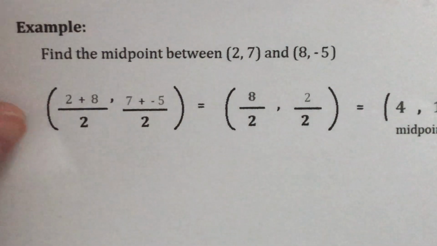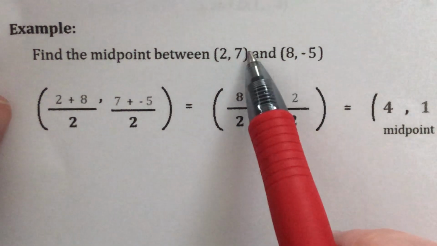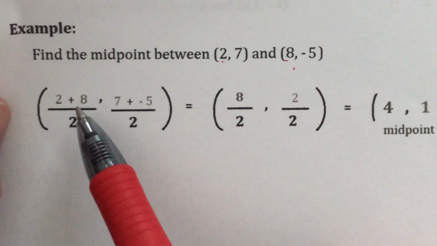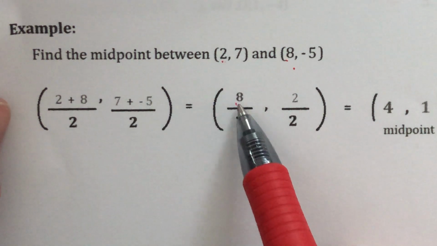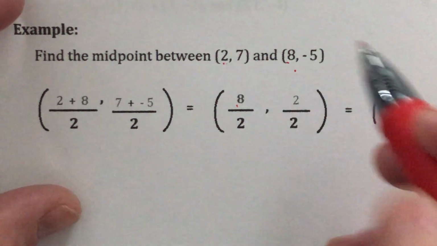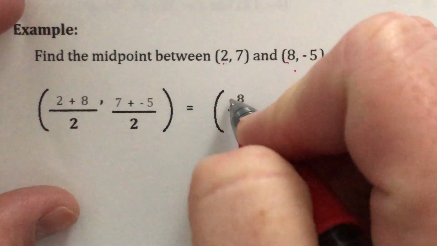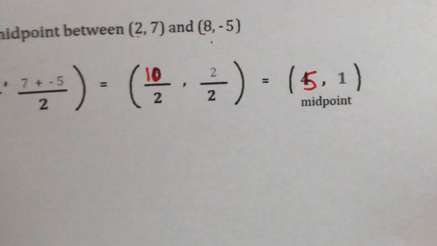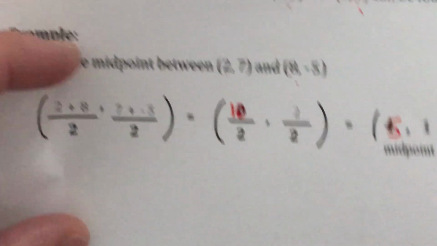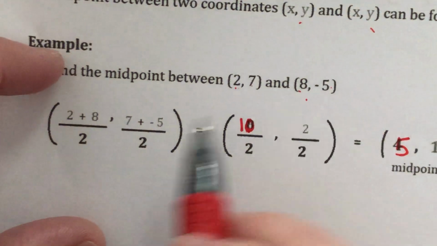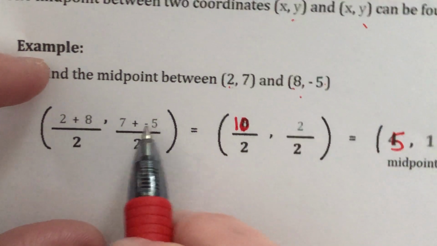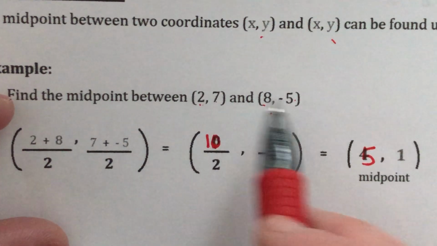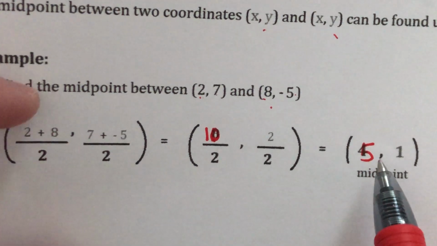Okay, so for example, find the midpoint between (2, 7) and (8, -5). I add my x's together, 2 plus 8, divide by 2. 2 plus 8 is not 8, it's 10. I'll have to fix that for you guys. And then 10 divided by 2 is 5. And then 7 plus negative 5 is really 7 minus 5, which is 2. And 2 divided by 2 is 1. So my midpoint between these two points is the point (5, 1).